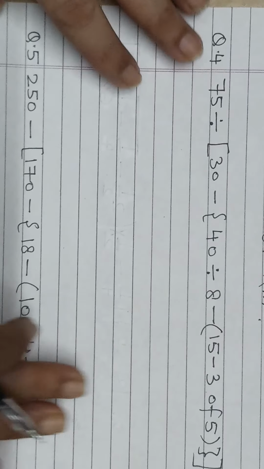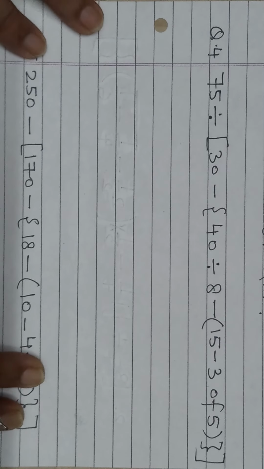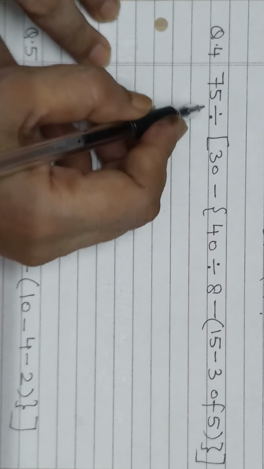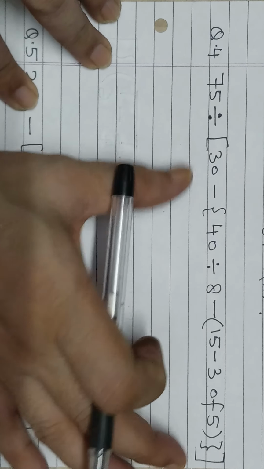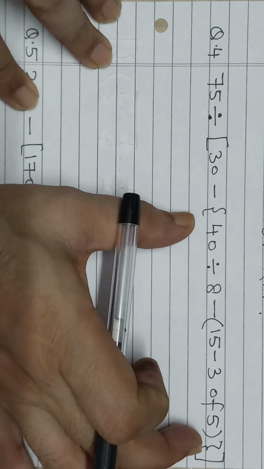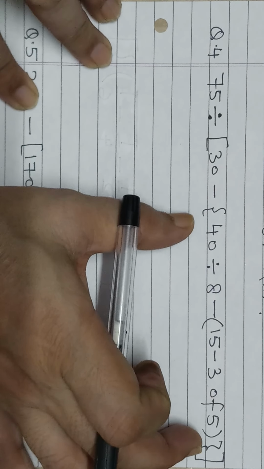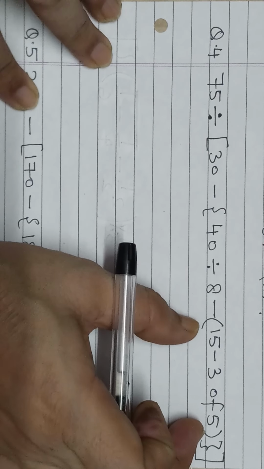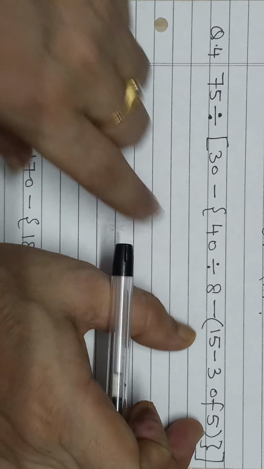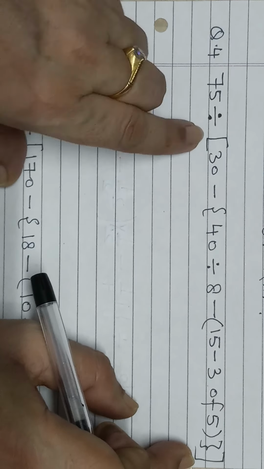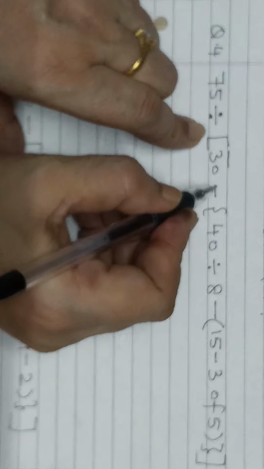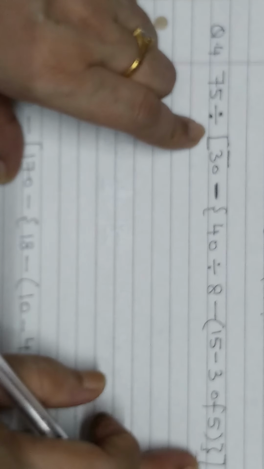Now let's go for the next question. We have 75 divided by this big bracket. Inside that we have a curly bracket. Inside that also we have a small bracket. Now if you look at this big bracket, we all know that this is one part and this is another part, because this is separated by a minus sign.